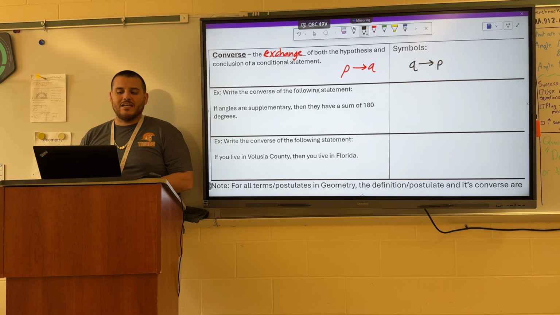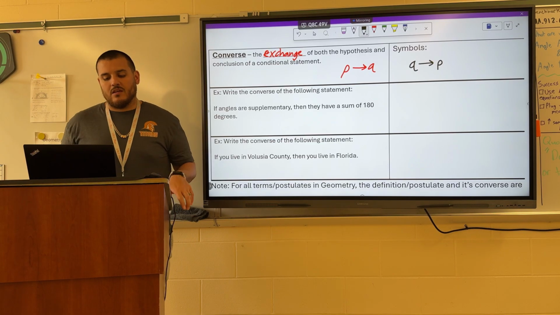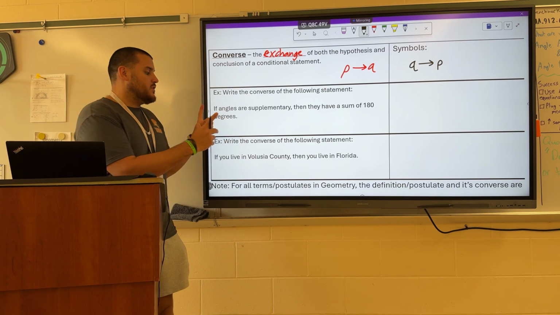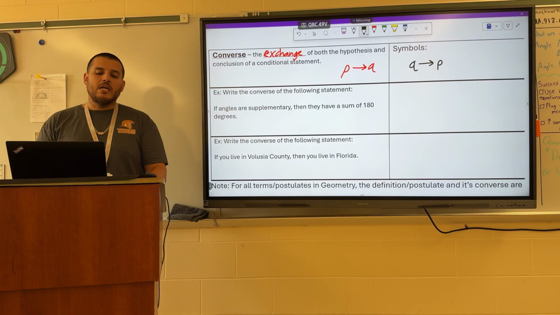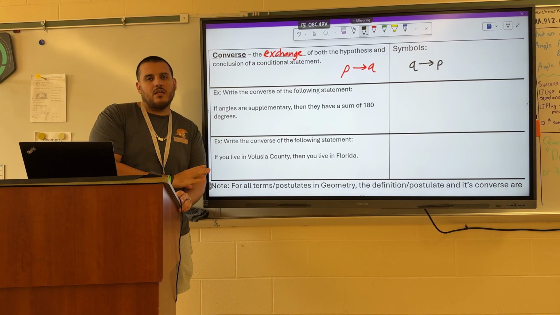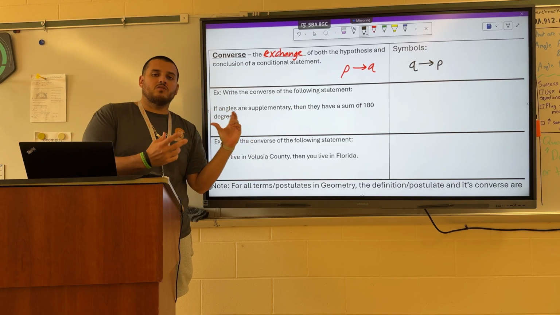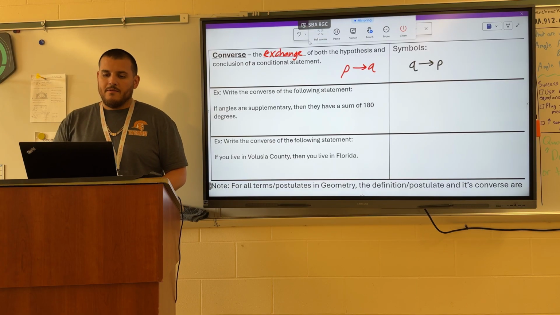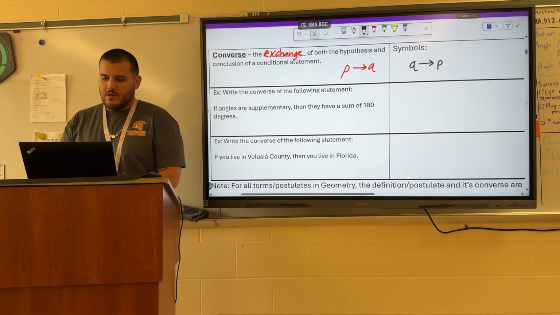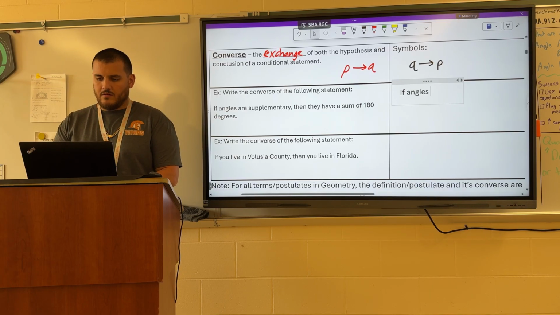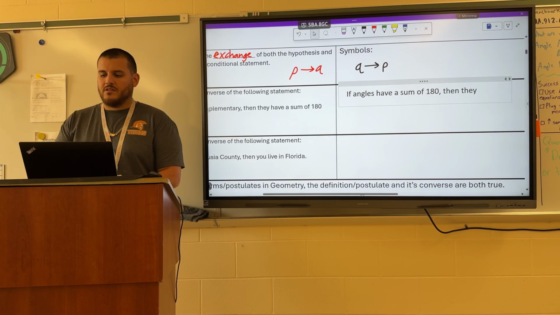In our first example, we're asked to write the converse of the following statement. If angles are supplementary, then they have a sum of 180 degrees. And being converse would just ask us to flip the places of the hypothesis and conclusion. Now the word if still remains at the beginning, right? We're not flipping the if and the then. We're just taking the hypothesis and conclusion themselves and exchanging places. So this statement would then become, if angles have a sum of 180 degrees, then they are supplementary.